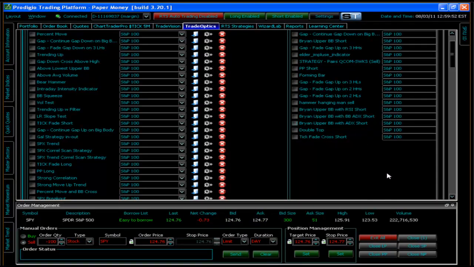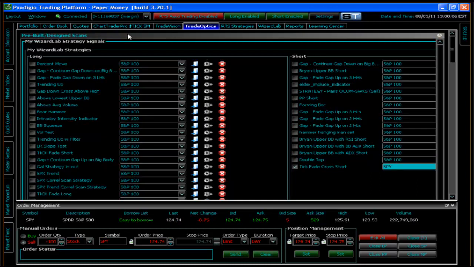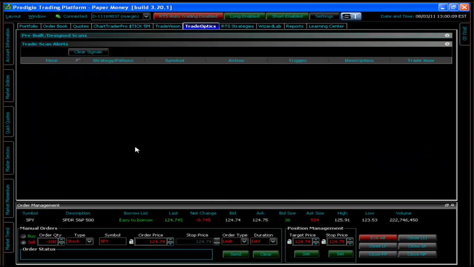What I can then do is go into Trade Optics or RTS Trading, and for my tick fade cross short, I can deploy this against the SPY, and that will give me bearish signals or shorting signals depending on whether or not I deploy it in Trade Optics or RTS signals. Now you can play some games here, right? We talked about SPXU. You can create a long strategy that trades SPXU long but uses the short logic. So how you mix and match this is up to your particular trading parameters. Right? So it's very interesting.